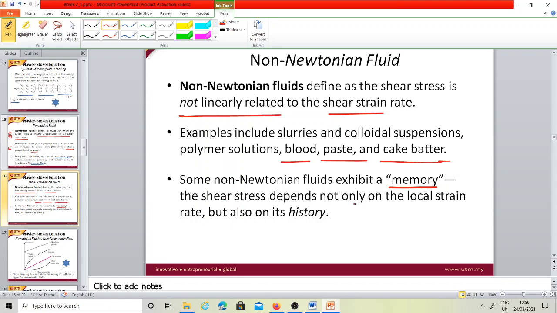Okay, so the shear stress depends not only on the local strains but also on its history. So it has some memory. If you see paste, and you apply pressure and then release it, you will see the trace. Maybe if you hammer it, you will see the trace of the hammer. If you put your fingerprints there, you will see the trace of the fingerprint. It takes some time, and sometimes it does not regain its actual position. You apply the pressure, it changes formation, but when you release the pressure, it does not regain its actual condition. So it will have a trace, it will have its memory. That's why we call this non-Newtonian fluid.